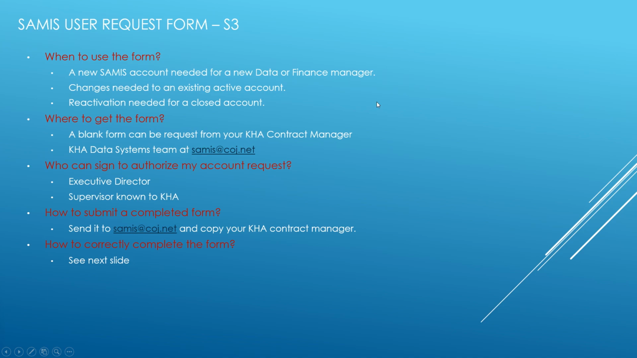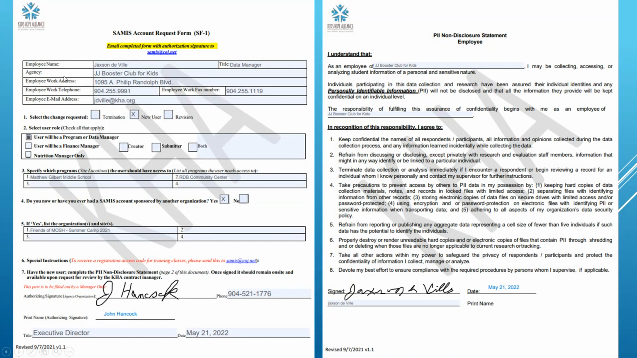As far as how to correctly complete the form, we'll go over that now. The first section on page 1 is the commonly expected information we need to set that account up. Who you are, where you're physically located at, that would be the site location, your valid email address, and so forth. Also, the title is important. Data or program manager, finance manager, or executive director is fine. And then let us know, is this a new user request? Are you revising an existing account by modifying assignments, for example? Or is it a termination?